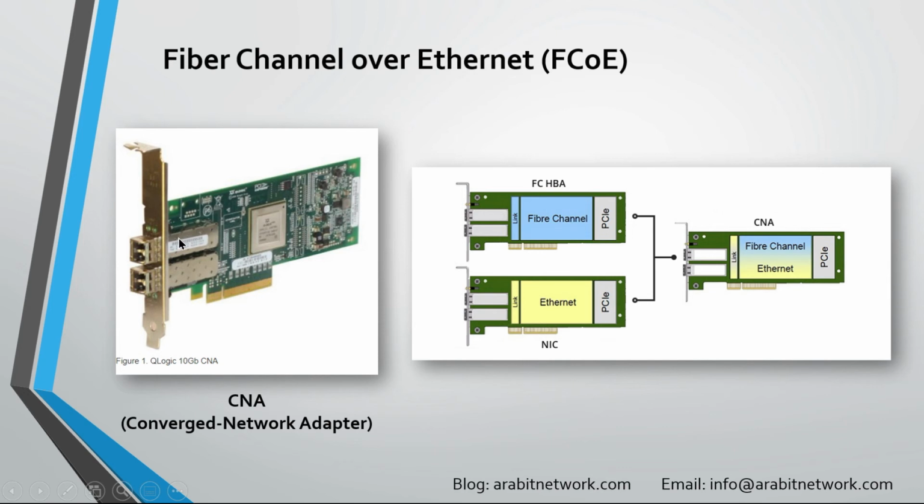And by the way, the speed of the transceiver may come with 10 gigs, 25, 40, or 100 gigabits per second of traffic. The traffic speed in this case is shared between the Fiber Channel traffic as well as the Ethernet.